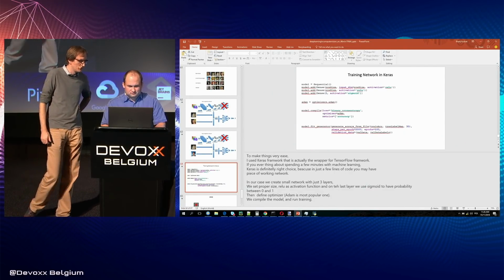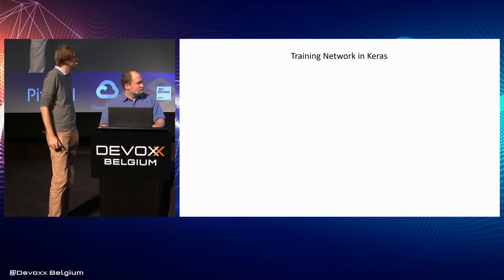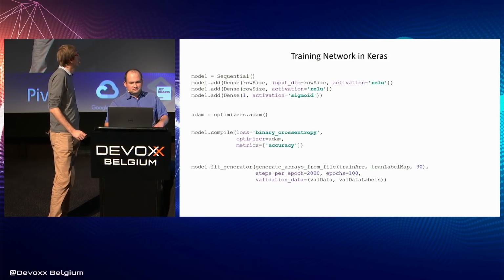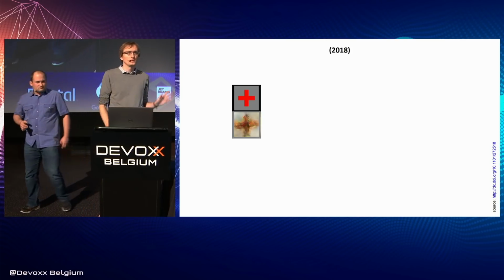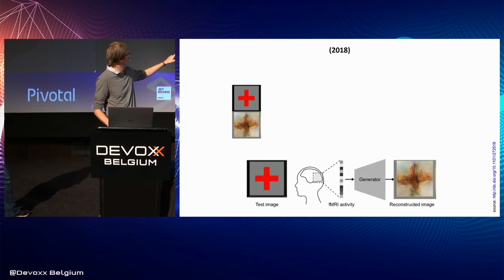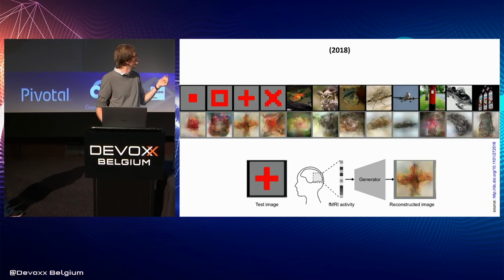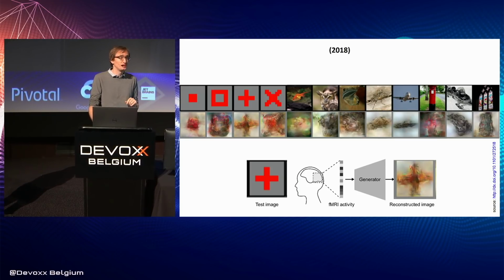Okay, so we will come back very quickly to the presentation, just to end. Does anyone know what this is? The top cross is what the person is looking at, and the cross below is what the machine generated by analyzing their brain activity. More examples here. To me, it's a bit disturbing.